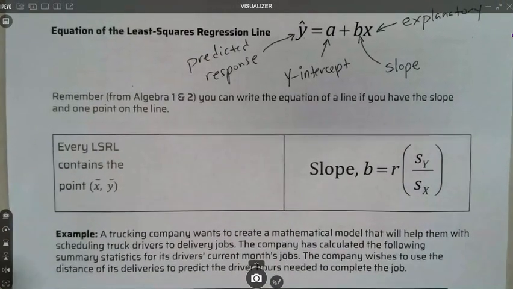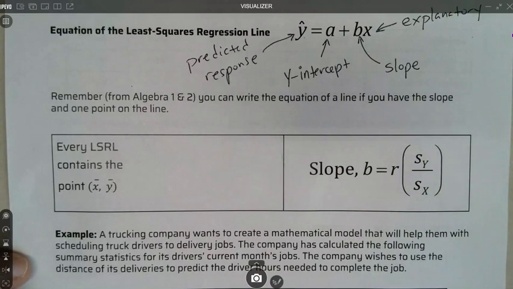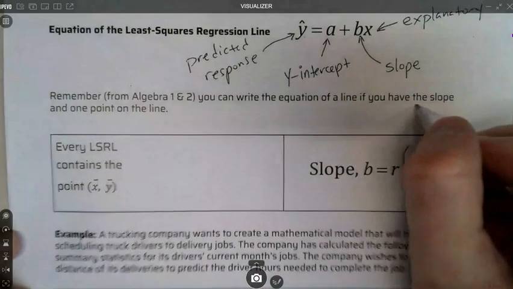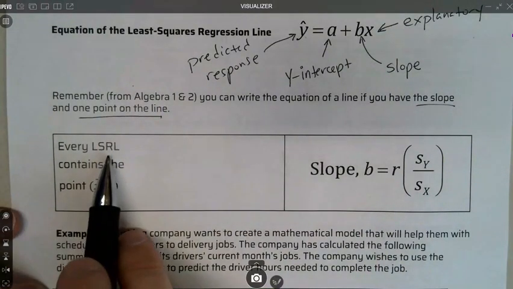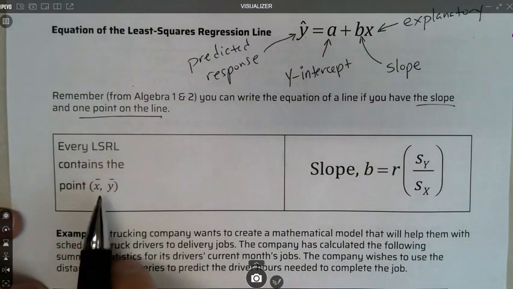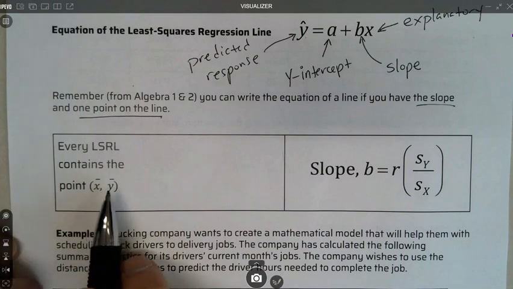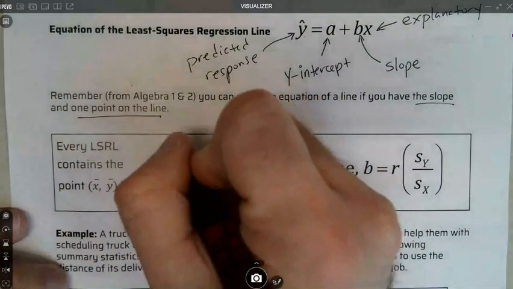So in order to do that, we'll need to recall some old knowledge about how to write an equation of a line. And we can do so if we have the slope and one point that exists on the line. So there's a couple facts here to know that'll help us approach that. One fact to know is that every least squares regression line that you ever calculate will always pass through or contain the point x bar, y bar.